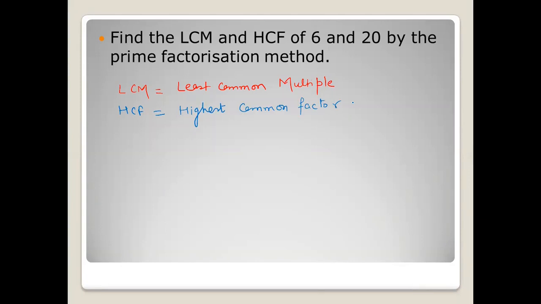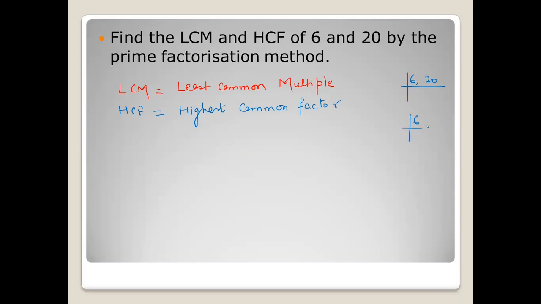So how are we going to find the LCM and HCF of 6 and 20? By the prime factorization method, means we are going to make its prime factors. उसी मेथड से करना है, आपके पास और भी मेथड्स हैं. We can find the LCM by taking 6 and 20 as common and then doing the prime factorization. We are not going to apply that one.